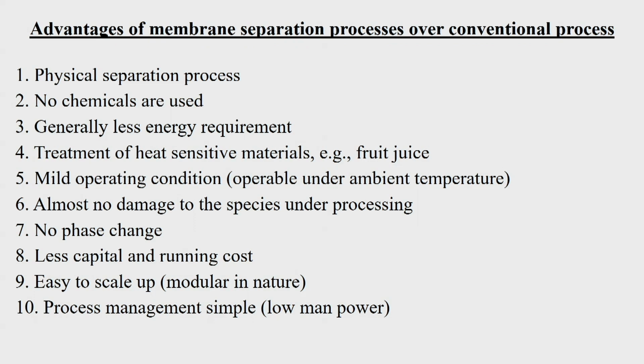And the advantages of the membrane separation processes over the conventional processes are huge. Firstly, it is a physical separation process, no chemicals are used, and generally there is less energy requirement compared to conventional separation processes. Treatment of heat sensitive materials like fruit juice can be done, and mild operating conditions, operable under ambient temperature, almost no damage to the species under processing and no phase change, less capital and running cost, easy to scale up, and process management is very simple, with low manpower.